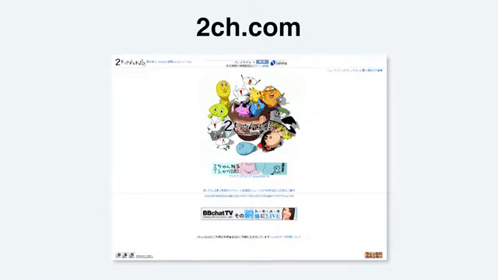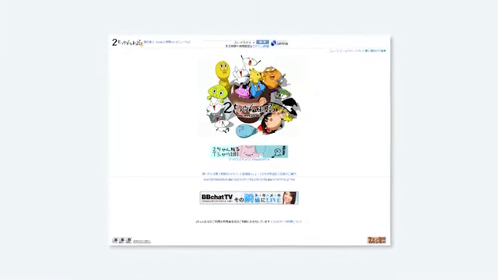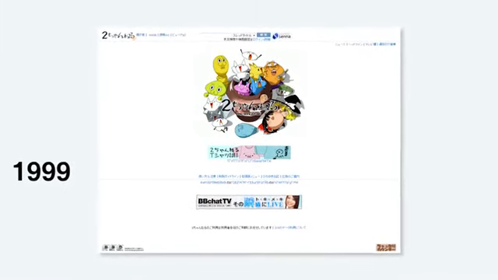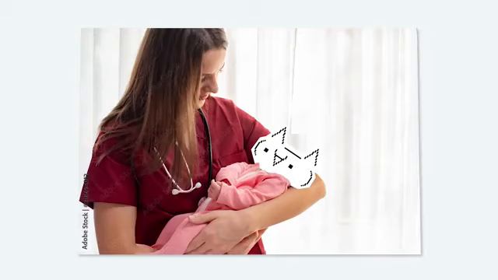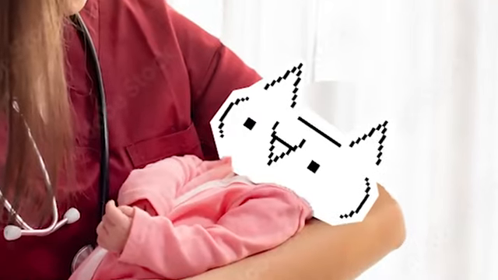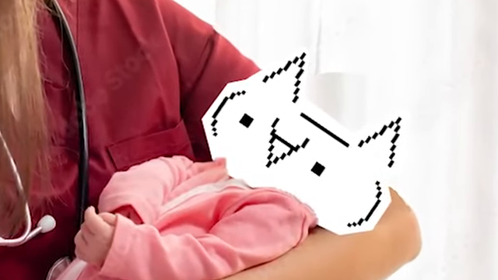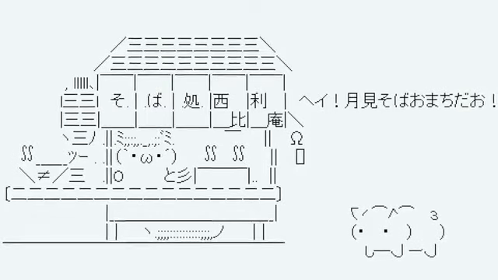2channel, also known as Nichan or Channel 2, was an anonymous text board in Japan created in 1999. It was a very controversial site responsible for many different things, but it is also the birthplace of a lot of the emoticons that we use today. Some examples include this guy, and the most popular of them all, this cat.